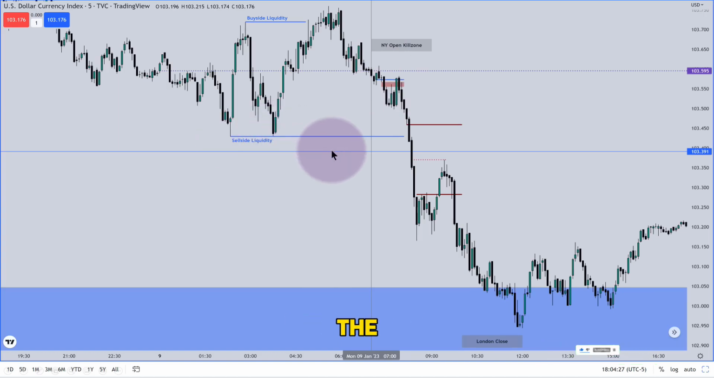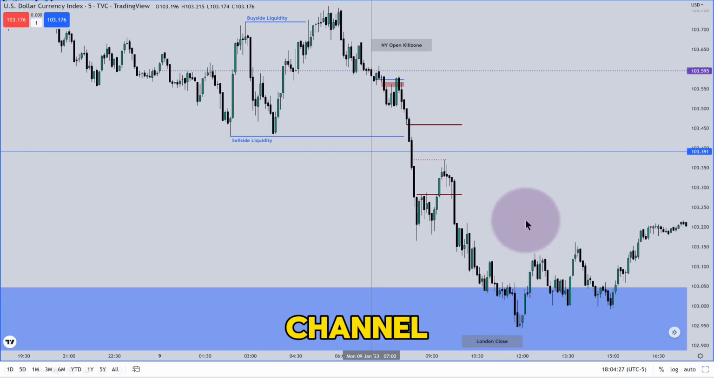Relative equal lows, the daily sell side liquidity pool, which is this level here, and then the fair value gap down here. And where does it turn? Again, at noon, exactly how I teach you in the core content and on this channel.